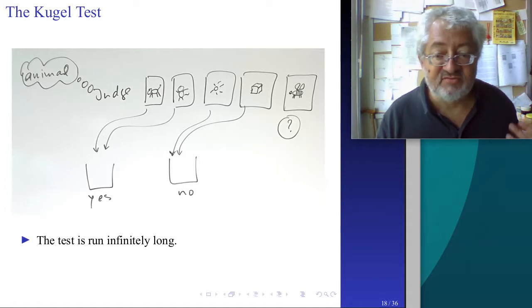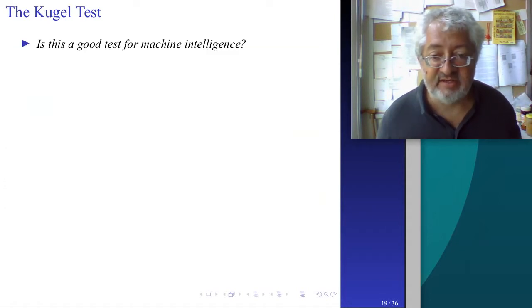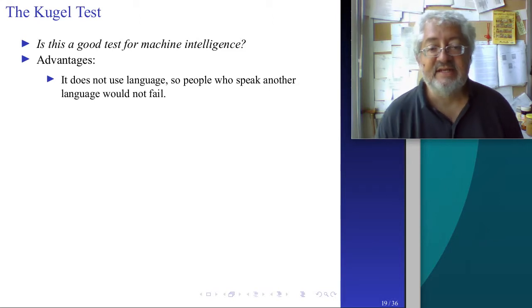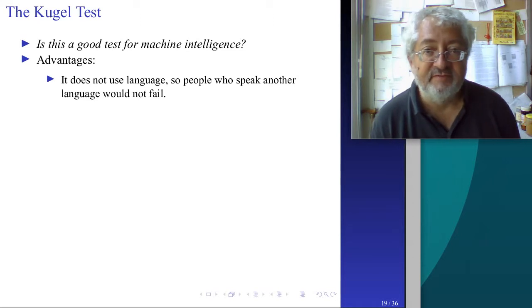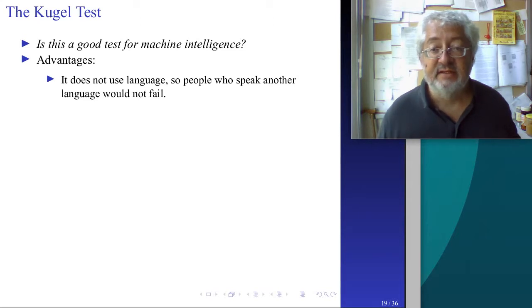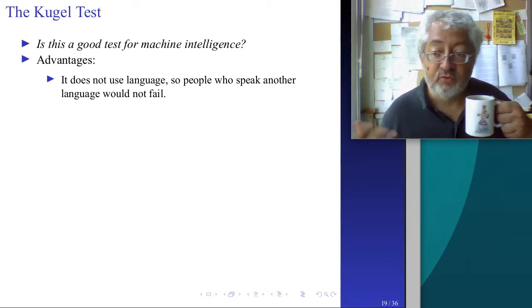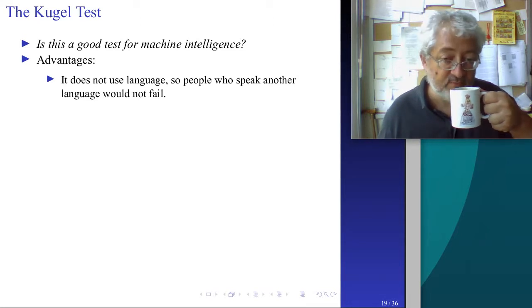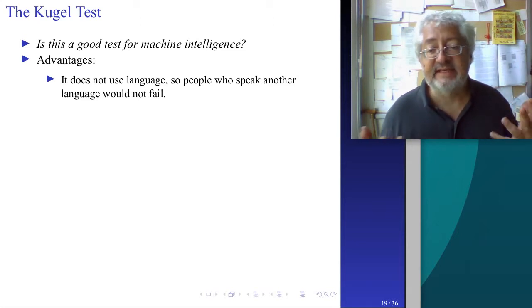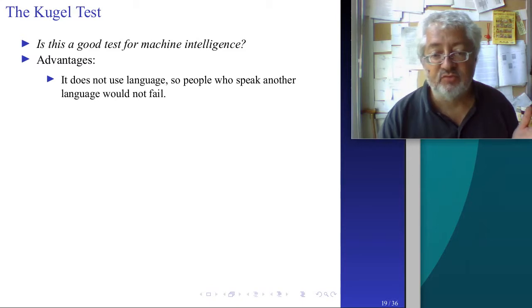Okay, so this test is run infinitely long, like the Turing test. So is this now a good test for machine intelligence? The advantages of the Kugel test, the first one, it does not use language. So people who speak another language would not fail. This is one of the main problems of the Turing test. If you say chatting on a chat interface proves that you are human or you are not human, then all the people who don't speak your language will turn out to not be humans, which is somehow wrong, right? So in this case here, at least, people who speak another language would not fail.